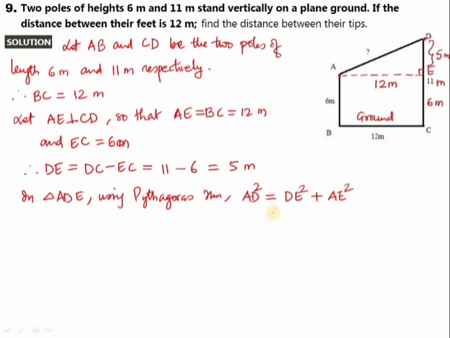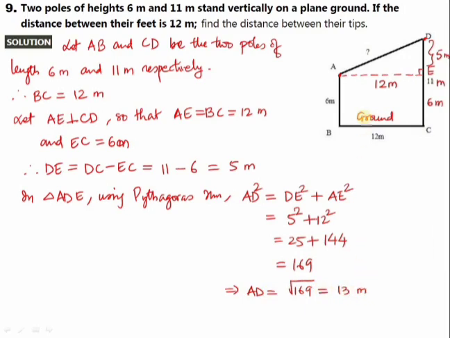So let's find what is AD square. DE, just now we found this to be 5, so 5 square plus AE is 12, so plus 12 square. So 5 square is 25 plus 12 square is 144, add them up, you get 169, isn't it? So from here AD will turn out to be root over 169, which is 13 meter.